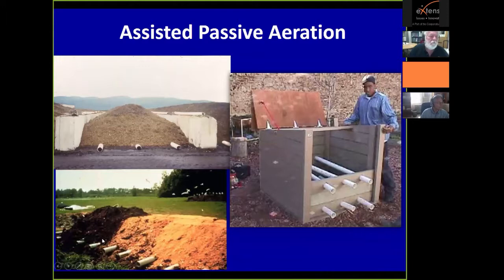It can be an open pile like this one on the lower left, a pile surrounded by concrete block to make a little bunker here in the upper left, or as we see on the right, a wooden bin with passive aerated pipe inside. These are very effective if you have a highly odorous feedstock, because you're not turning them. You're just letting the feedstocks decompose and letting the air enter the system naturally. Obviously, these take a while to fully compost.